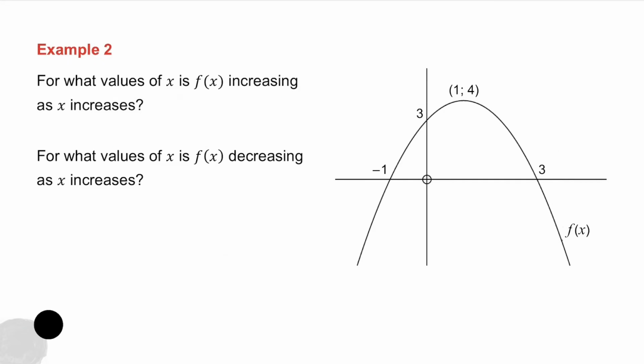A second example, again with a parabola, and I ask you for what values of x is f of x increasing and where is it decreasing. Remember, we always go as x increases. If I go along my parabola, I go up till I get a stationary point at the turning point, and then I go down. So where is my graph increasing? It's when x is less than 1. Where is it decreasing? When x is greater than 1.